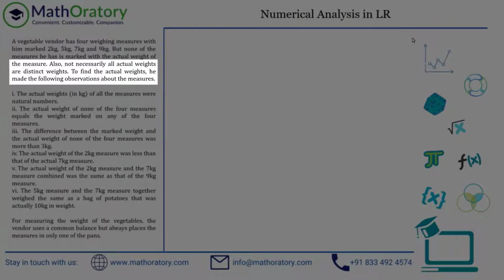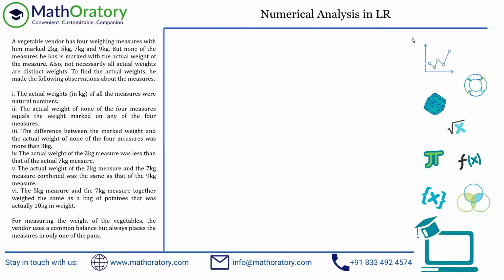Also, not necessarily are all the actual weights distinct. Although this 2 kg, 5 kg, 7 kg, and 9 kg are distinct in themselves, they are not the correct weights. The correct weights are whatever the actual weights of those measures are. They are written as weighing measures, so always read those keywords. It's easier for yourself to understand as well. Whatever the actual weights are, there could be repetition. You have to understand this point, so don't assume that they have to be distinct in number.